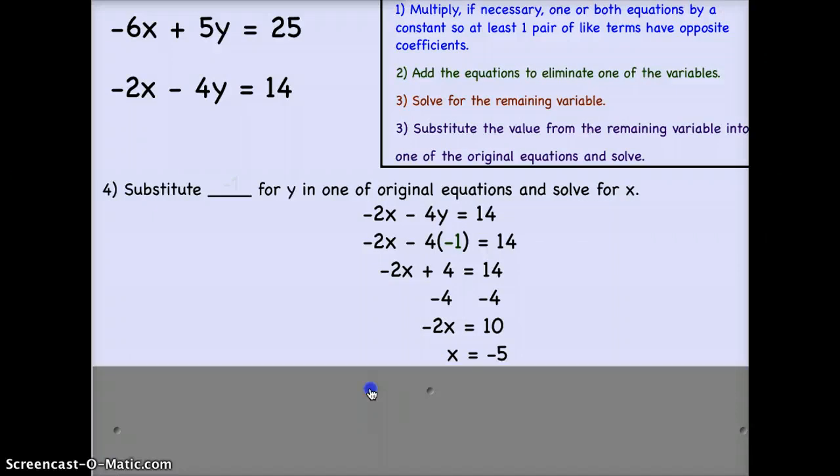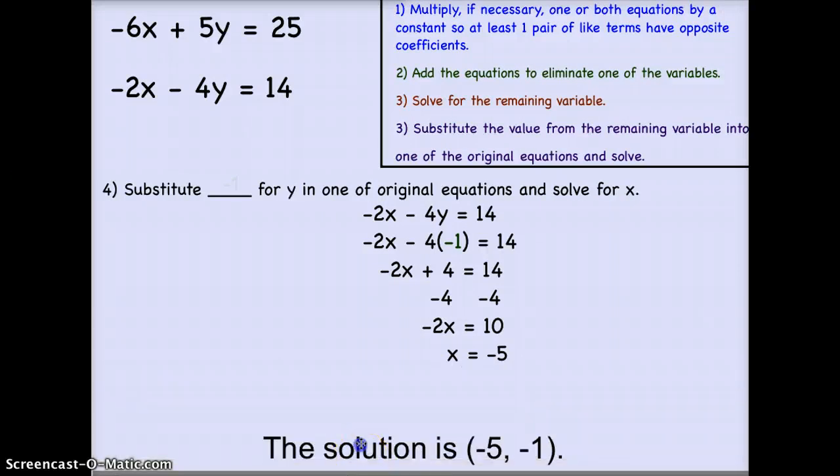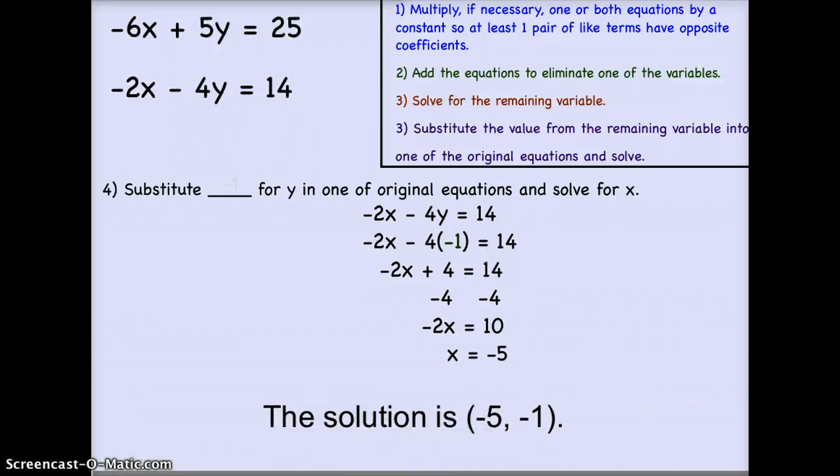So the solution to the system is (negative 5, negative 1). And we can go ahead and substitute these values back into our original equations to check. So if you missed anything during the notes, rewind the video, watch it again.